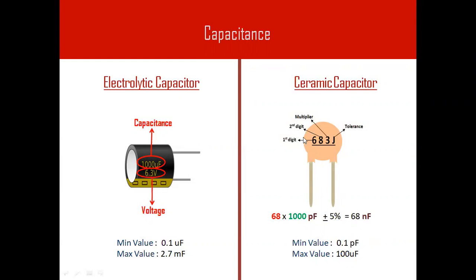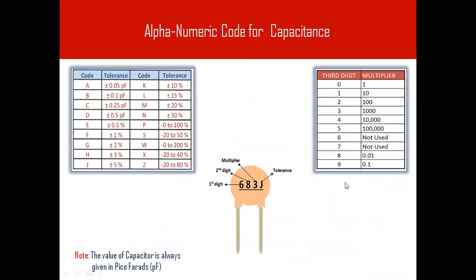68, that is the first two digits, are the first two digits of the value, and the third digit is the multiplier. Here we have 3 mentioned here, therefore it is multiplied by 10 power 3 picofarads. And letter J stands for tolerance, which gives the value of plus or minus 5%. So the complete value of the capacitance is 68 nanofarads. The capacitance range from 0.1 picofarads to few hundreds of microfarads.